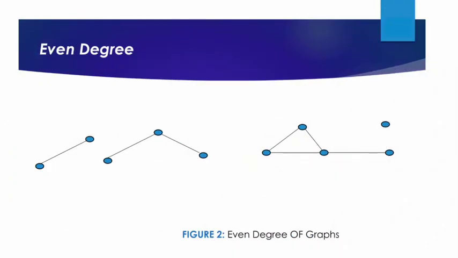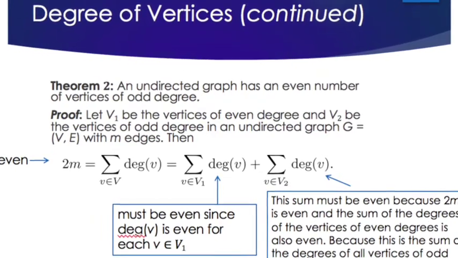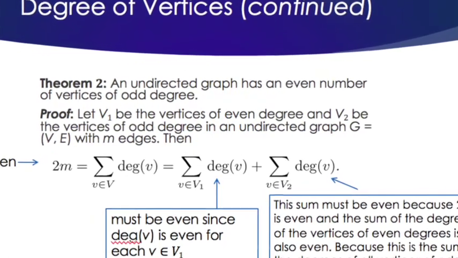A loop edge gives a vertex a degree of 2. In any graph, the sum of degrees of all vertices equals twice the number of edges. So the total degree of a graph is even. In any graph, there is an even number of vertices of odd degree.